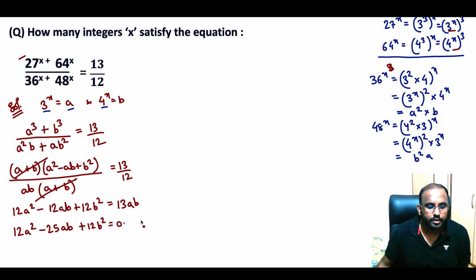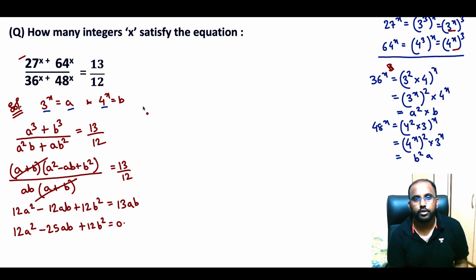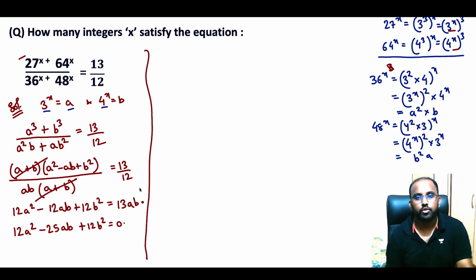So that's what I'm getting here, right? If there's nothing wrong in calculations, right? So yeah, correct. So now what I can do here is, just solve this now.